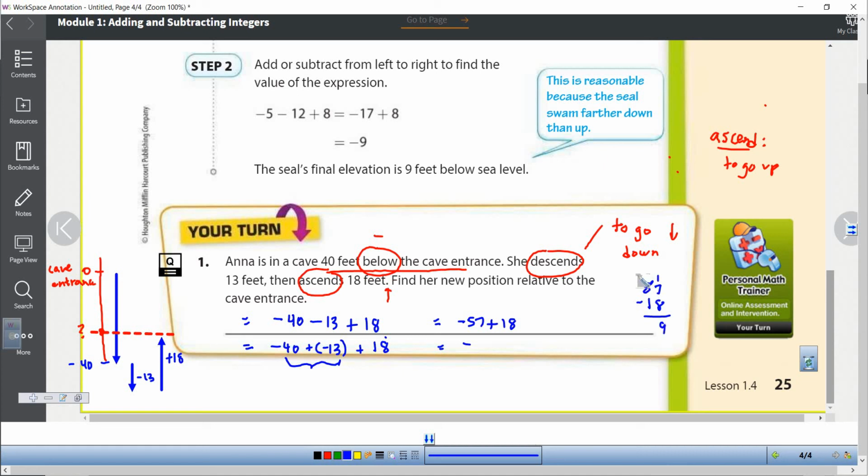17 minus 8 is 9. This is now a 4. 4 minus 1 is 3. And I get a negative 39. Now, that's not the answer. It says find her new position relative to the cave entrance. So the answer is 39 feet what? Above? No. Below the cave entrance. Okay? Below the cave entrance. So these ones are a little bit more tricky than the ones that we have been doing.